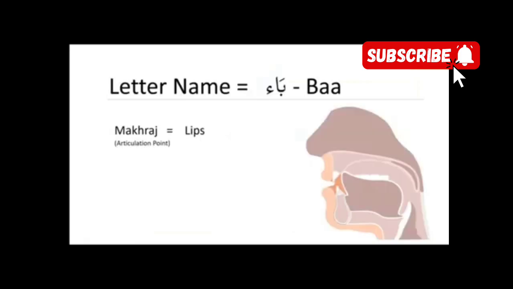We pronounce the letter ba by building up pressure between the lips and then releasing the air suddenly. The sound b in the letter ba is similar to the sound of the letter b in English, like in the word bat. The b sound in bat and the b sound in ba are very similar.